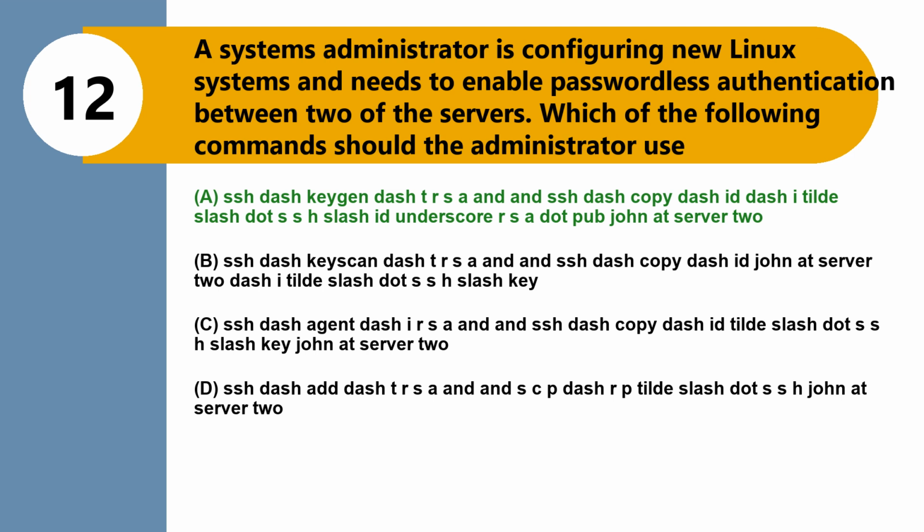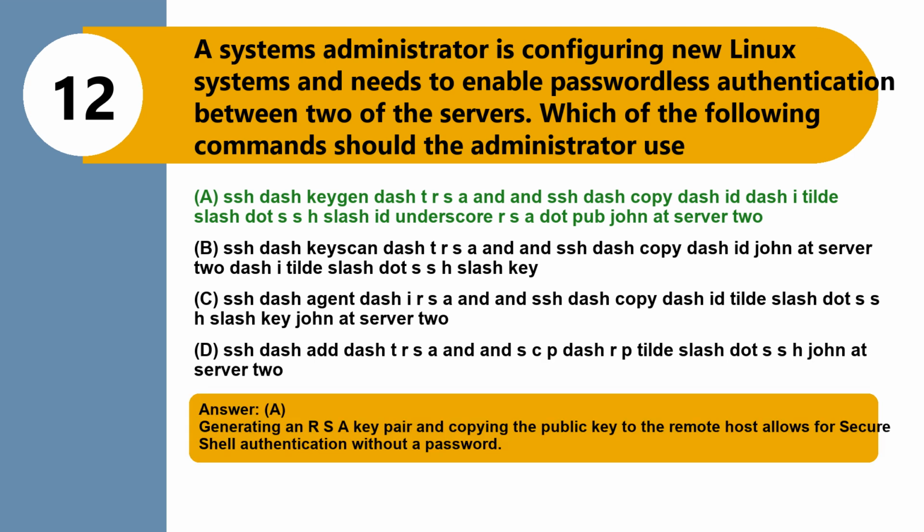The correct answer is option A, ssh-keygen -t rsa and an ssh-copy-id -i ~/.ssh/id_rsa.pub john@server2. Generating an RSA key pair and copying the public key to the remote host allows for secure shell authentication without a password.